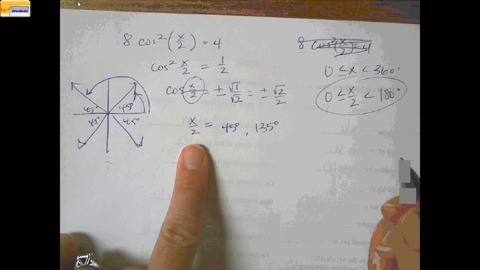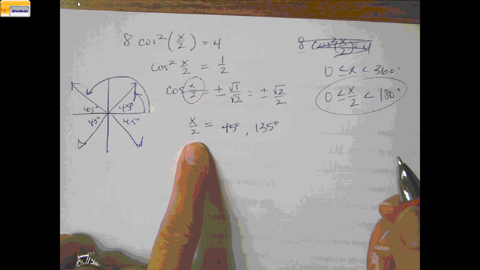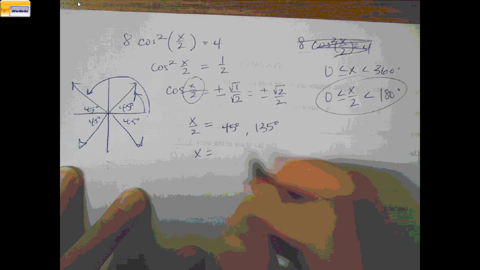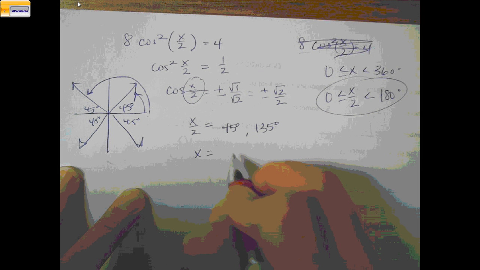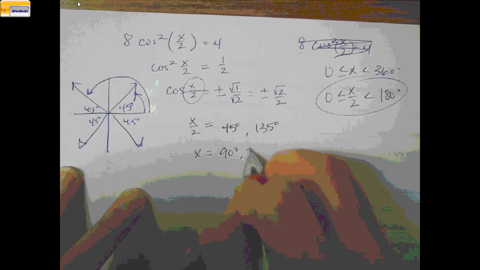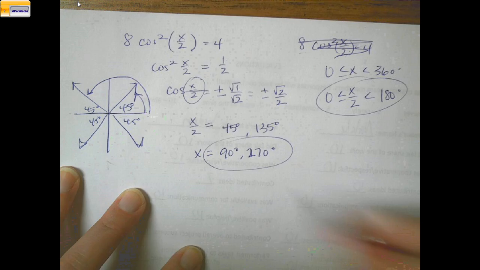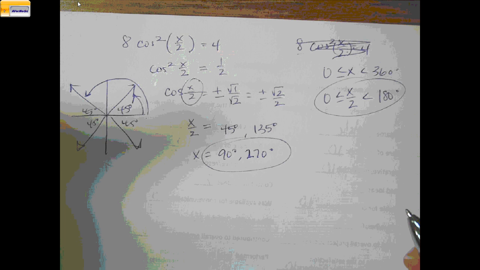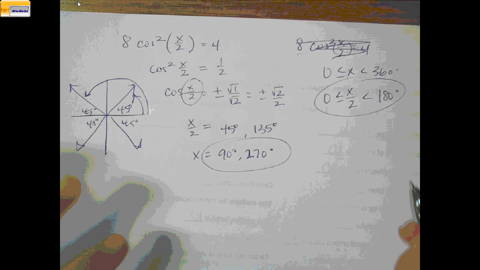And that's half of the angle. We want to go ahead and double it. We need x by itself to solve for x. So we have 90 degrees and 270 degrees. And you can always plug it back in and check and make sure that you get the right answer. But that's how you're going to do that.